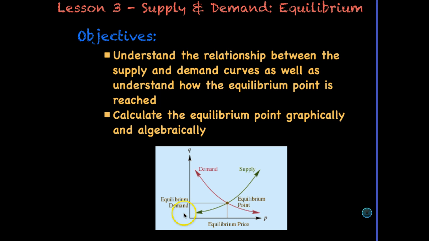Notice that in our graph down here, we can see our equilibrium point is obviously where the two lines intersect. And we're going to examine how we get to the equilibrium point and then try to find it.